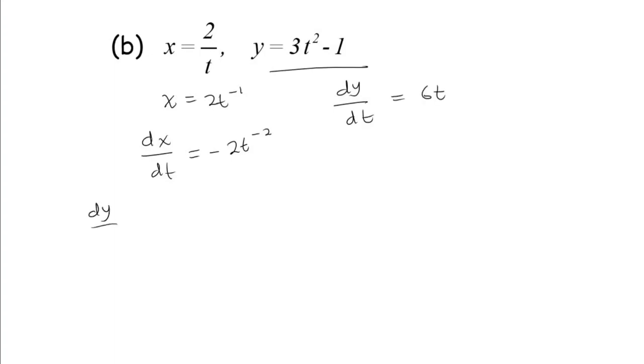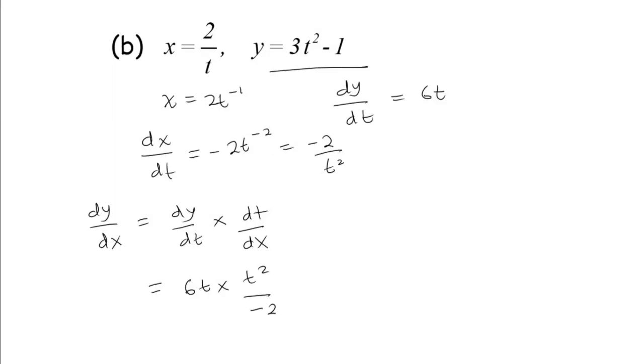To find dy/dx, remember the formula is dy/dt multiplied with dt/dx. Our dy/dt is 6t, and we have to multiply with our dt/dx. Our dx/dt is negative 2 over t squared, so our dt/dx is t squared over negative 2. Finally, we obtain the answer: 6 divided by negative 2 is negative 3, and t multiplied with t squared is t to the power of 3. So this is the answer for our dy/dx.